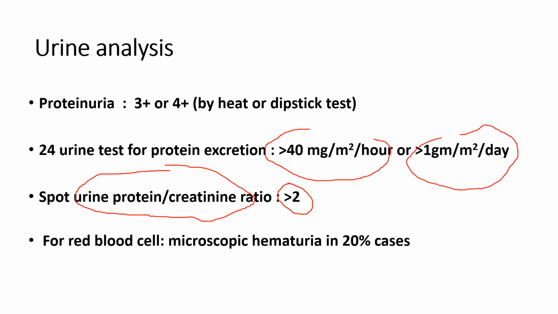Rarely, microscopic hematuria can be seen in 20% of cases. In this, you will find that RBCs are present in the urine examination. We should rule out urinary tract infection because UTI can precipitate nephrotic syndrome, and even in UTI, proteinuria can be present transiently. So by urine culture and sensitivity, we have to exclude UTI.